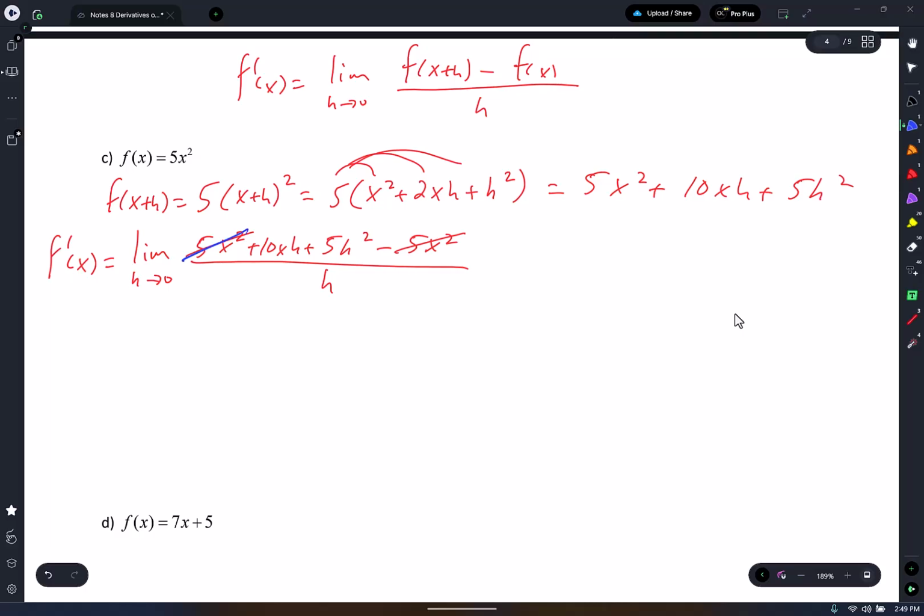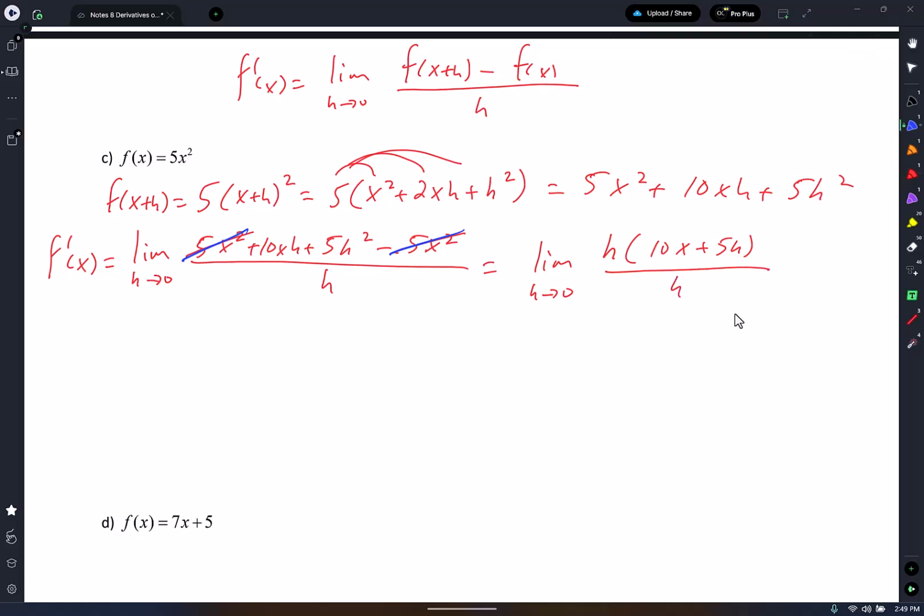Let's do blue. What can I factor out now? Limit as h approaches 0. Here's my h factored out. 10x plus 5h all over h. What's going to cancel next?